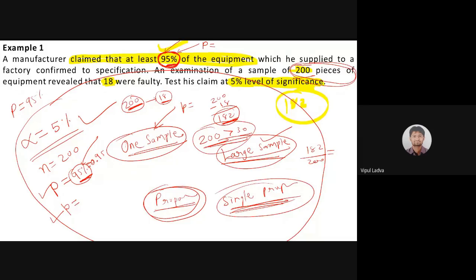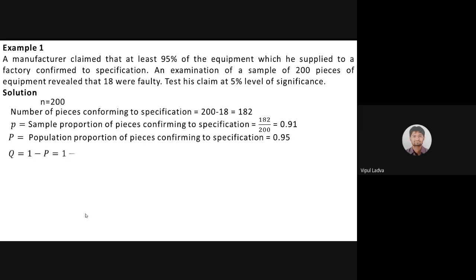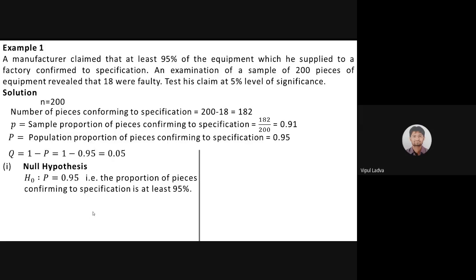Now let me resolve this from the slide. Let's look at it up to this point once. We are having a sample of 200, so the value of n will be 200, small n. This is the sample size.